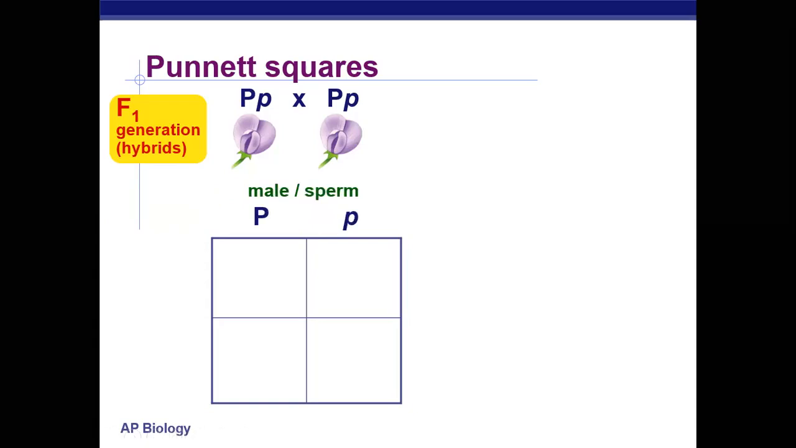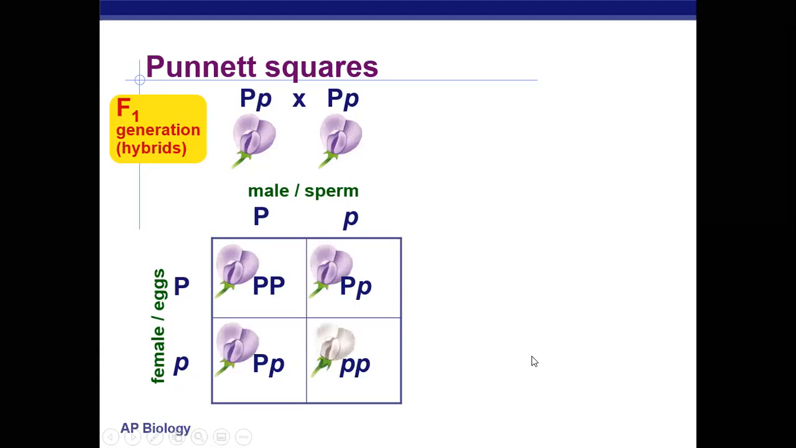So this is our F1 generation, not our parents. The male, the pollen, which is sperm, pollen is sperm, by the way, is a big P, little p, and the female is a big P, little p. So let's look at our F2 offspring. Big P, little p, big P, little p, little p, little p.